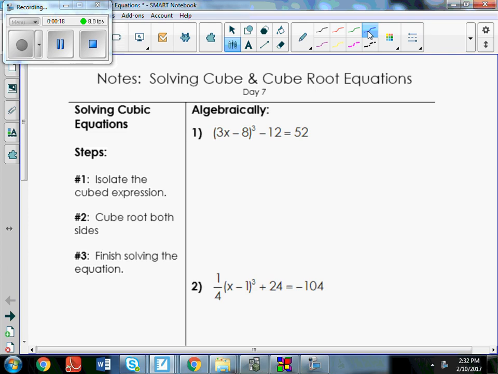Okay, let's look. Note solving cube and cube root equations algebraically. You guys did this with square roots, so bookshelf, coffee cup. There you go. That's where the pencils are.